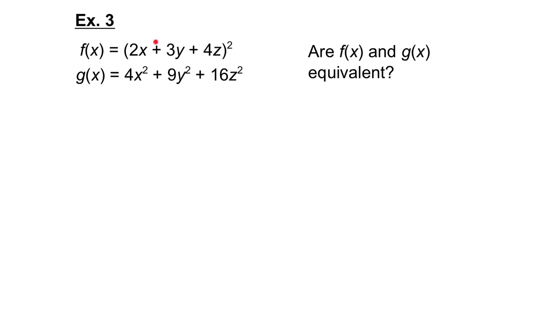Notice that in f of x, this trinomial is squared, so that means you have to multiply 2x plus 3y plus 4z by itself. And then you can use that to figure out if f of x is equal to g of x. So pause the video and try this one on your own.